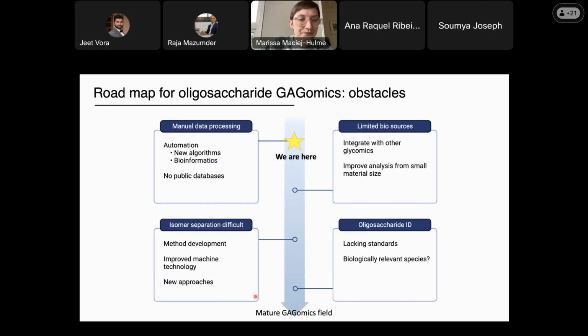So this is going back to the roadmap that I mentioned earlier. This is where I think we're at. I think that we are very early in the infancy for GAGomics, or oligosaccharide GAGomics specifically. And I think there's a long road ahead. But from looking at some of the pilot data, you can see that the stratification is quite interesting to really pull apart the different groups.